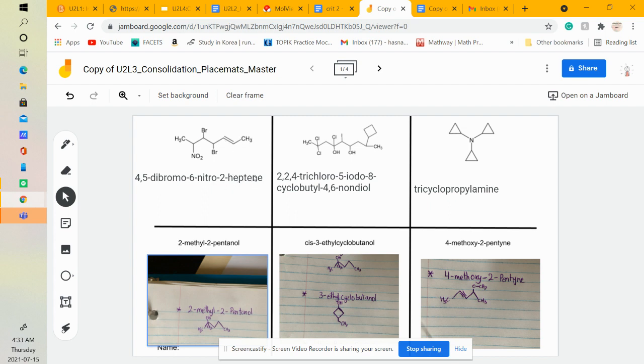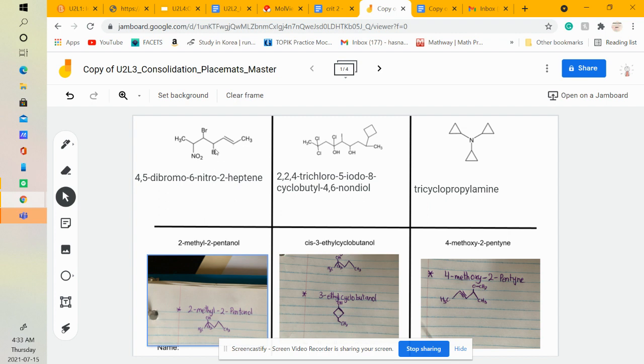So it means we're going to have a hept. And because we have a double bond right here, we know we have an ene. The double bond is going to be at the second position because we want the double bond to have the lowest position possible.